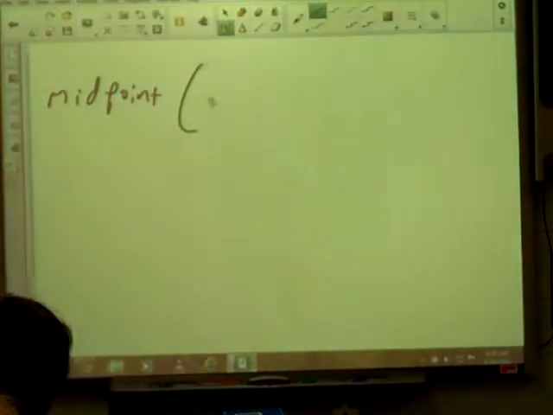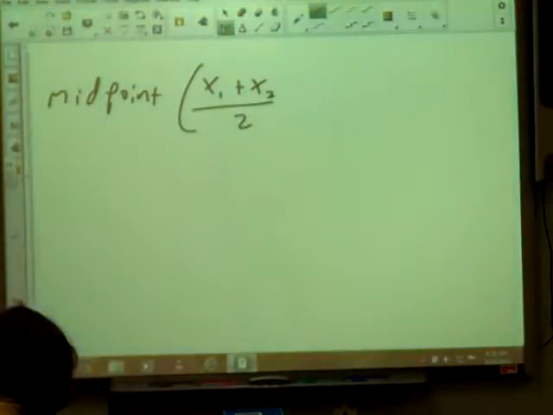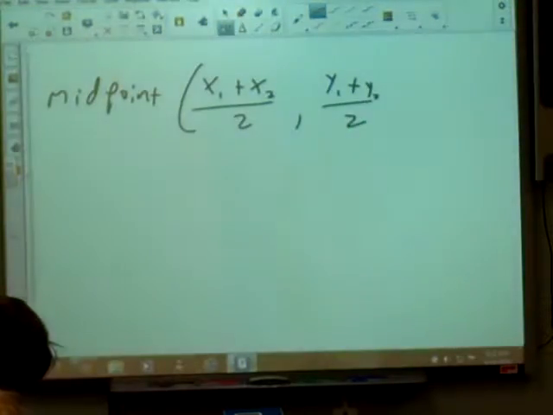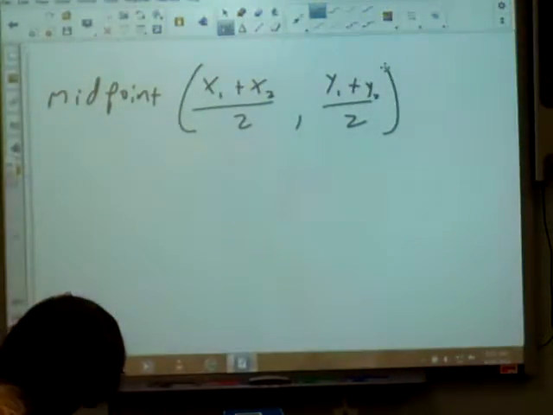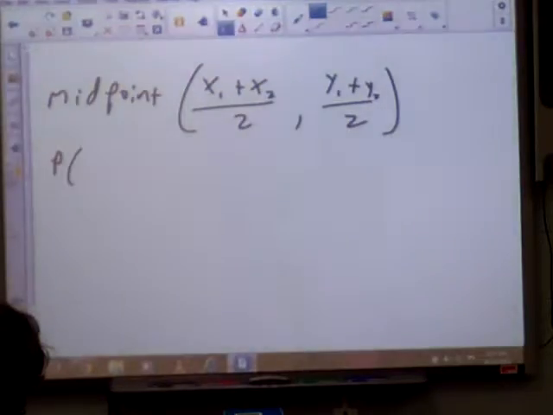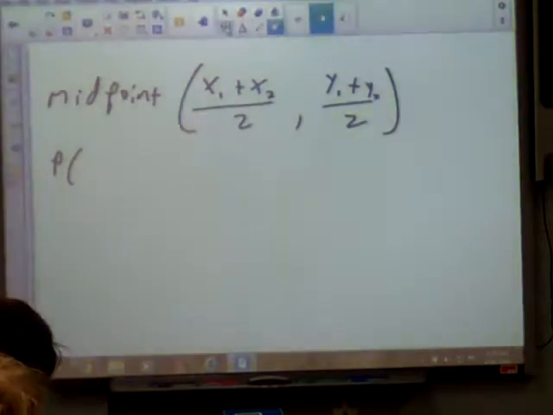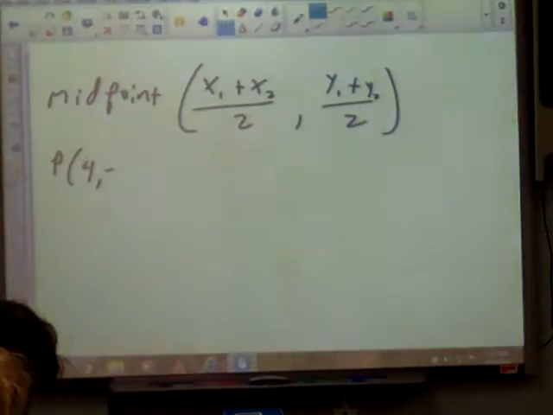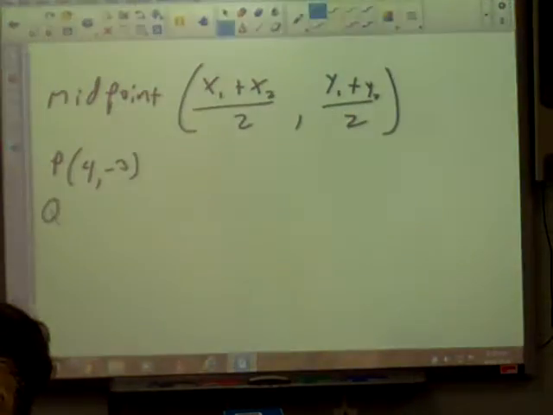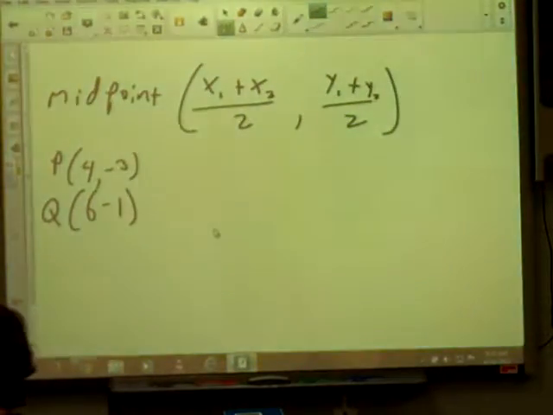To find the midpoint, you're going to add your x's and halve them. Add your y's and halve them. Midpoint gets half because it's halfway between them. So if I had line segment PQ, where P was at positive 4, negative 3, and Q is at 6, negative 1, and I asked you to find the midpoint.